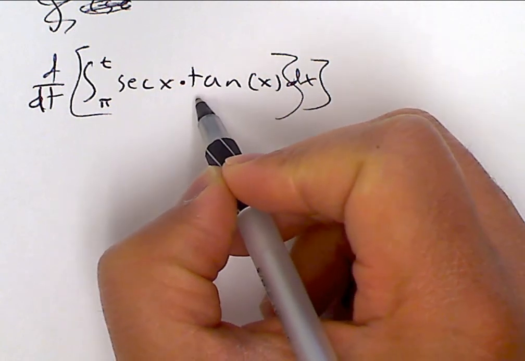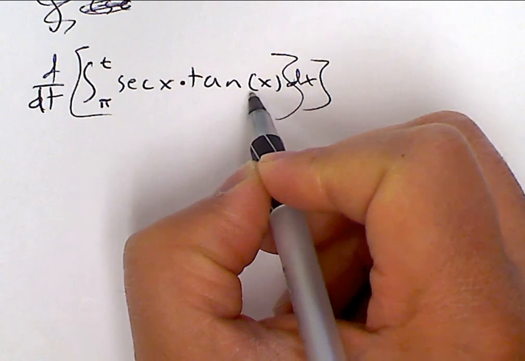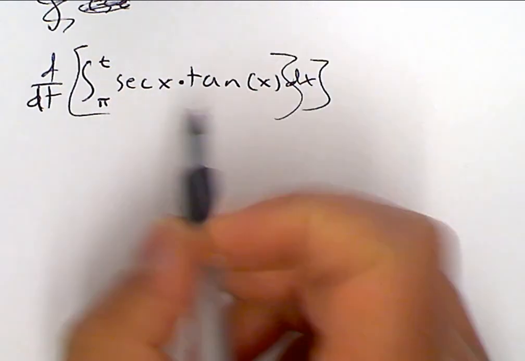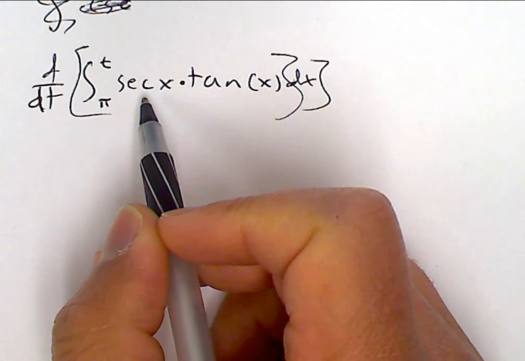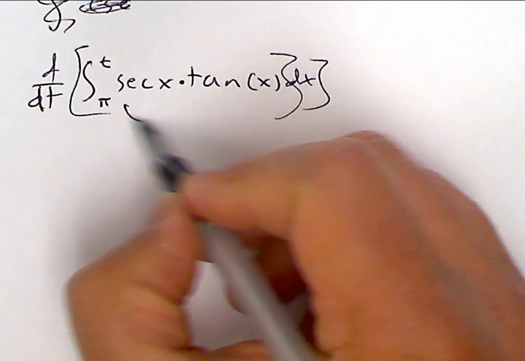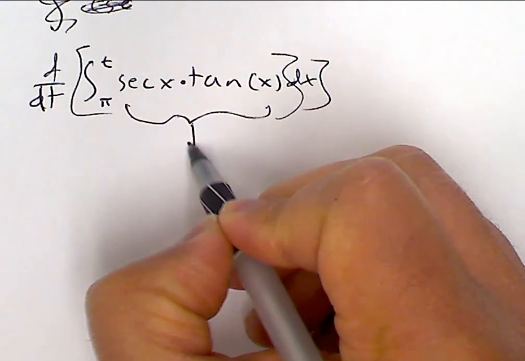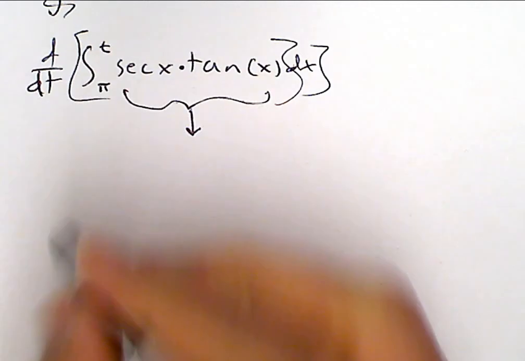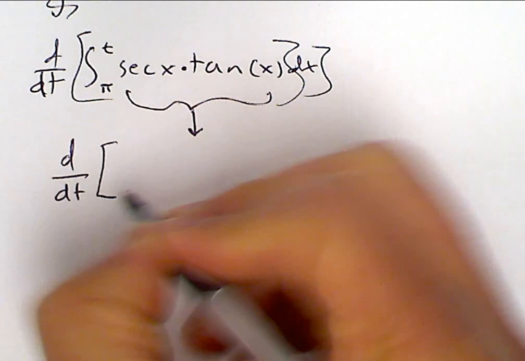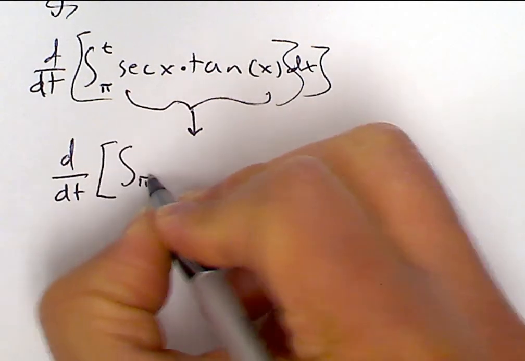what if I make u tangent? What's the derivative of tangent? Secant squared. Do you see a secant squared? You can't do this type of u-sub then. You can't do this type of u-sub. So we have to change it. And that's what I want you to be able to do. That's your standard, if you will, for today. Is to use a trig identity to create an integrable function.